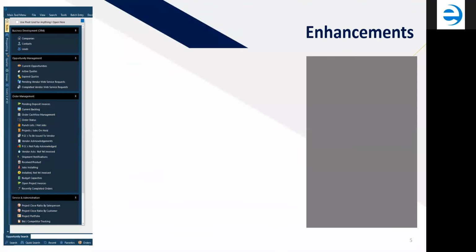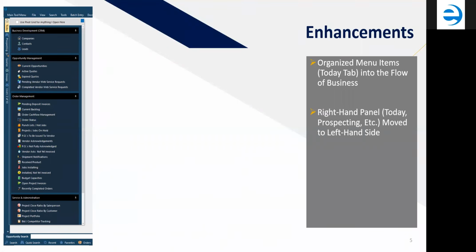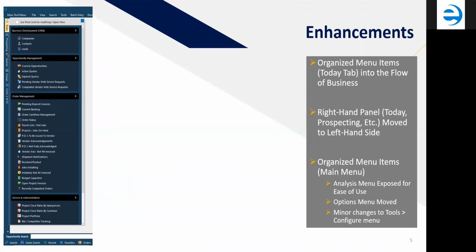Some more enhancements here. A big one: we organized the menu items on the Today tab into the flow of business. You can see over here on the left side, it's a lot easier to look at. It's divided into business development, opportunity management, order management, and then service and administration. We've also renamed a couple of these to make it easier to understand what these different grids are supposed to be showing.